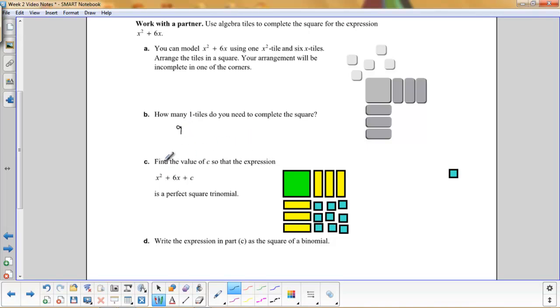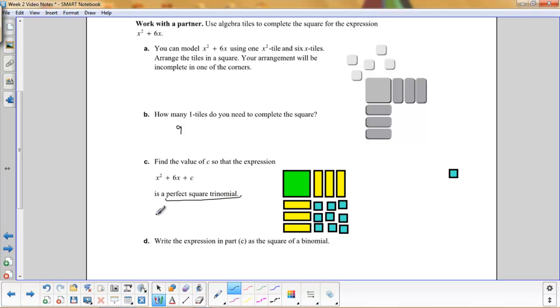And then we're going to find the value of C so that the expression x squared plus 6x is what is known as a perfect square trinomial. Now the exploration here is to help you understand that the result of completing the square is what is known as a perfect square trinomial.